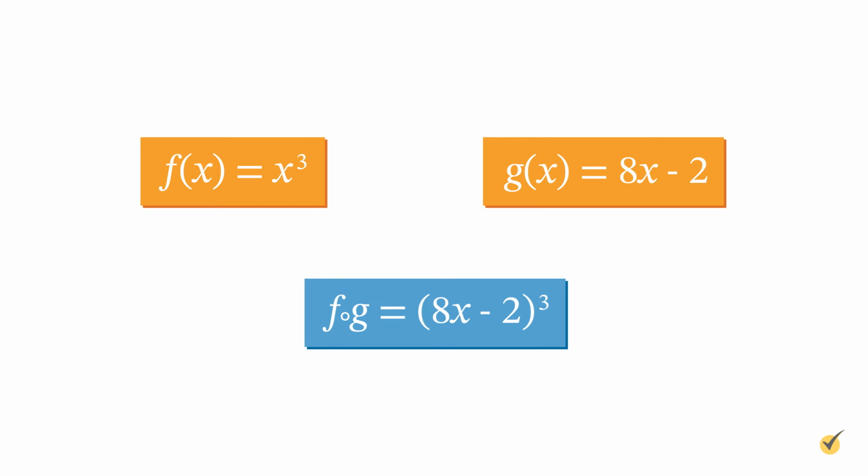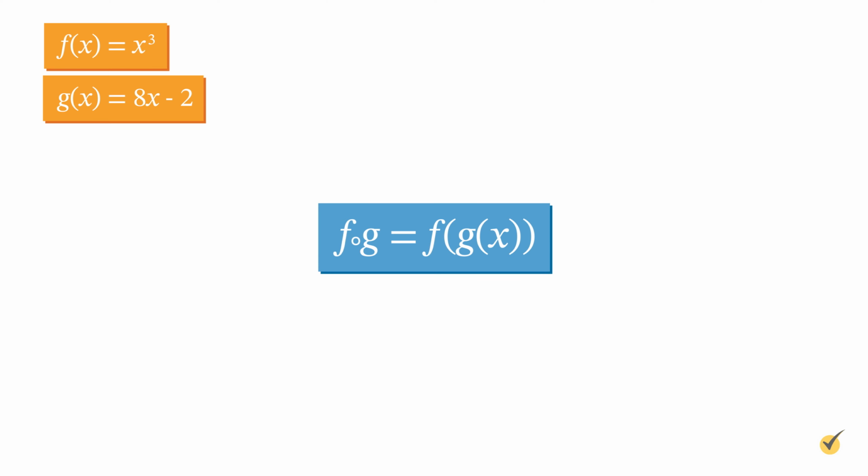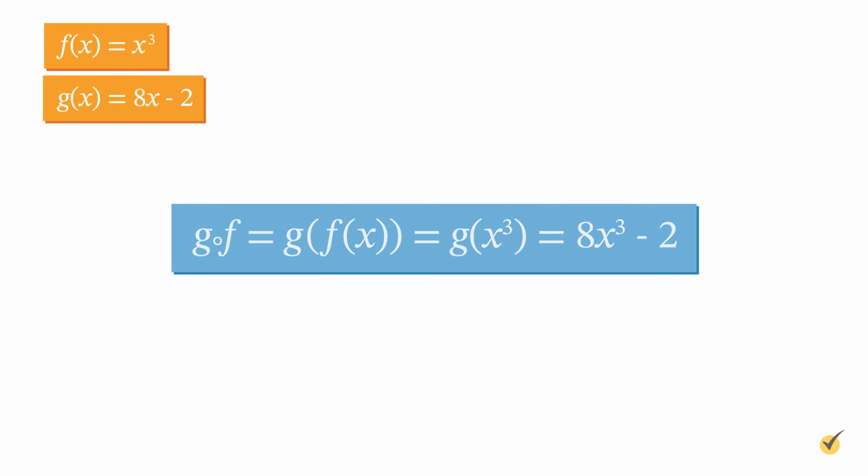To compose one function with another, it's helpful to write them in nested form, like this, f of g of x. From here, we can replace g of x with 8x minus 2, which gives us f of 8x minus 2, and plug that in everywhere we see an x in the function f of x. In a similar way, we could write g composed with f as g of f of x equals g of x cubed, which is 8 times x cubed minus 2.